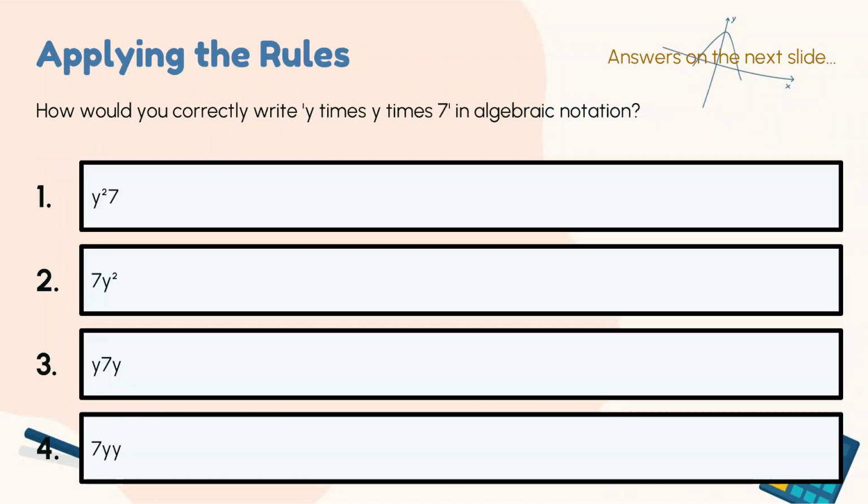Let's apply those rules. How would you correctly write y times 7 in algebraic notation? Is it number 1, y squared 7, number 2, 7y squared, number 3, y 7y, number 4, 7y. Pause the video and think carefully. Remember, we usually write the number first, then the letters, and we use powers for repeated variables.